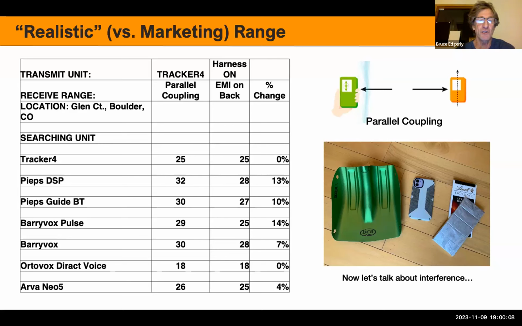But you'll see that in the first column here, I recorded the parallel coupling range of all these various transceivers without a noise source nearby. And generally speaking, these numbers are nothing like what you'll see in the marketing materials. And this is why a search strip width of 40 meters is, generally speaking, I would say, the industry standard, because you'll see some of these numbers get down below 20. So a 40-meter strip width is going to be barely enough to make sure you don't miss any spots.